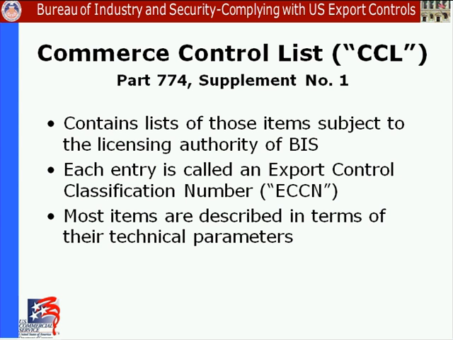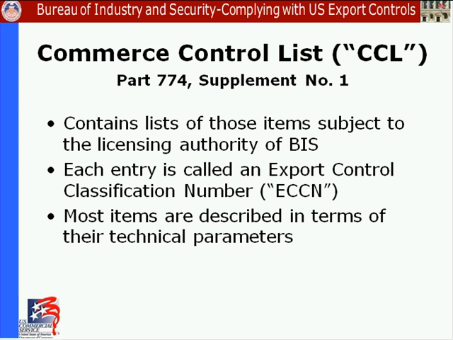So it's worth going in there and building it into your business plan to check the Commerce Control List from time to time, both to certify or reclassify where the item falls and also to check the controls. Now, the Commerce Control List contains all the items that are subject to licensing authority of BIS. Now, that gets into jurisdiction.